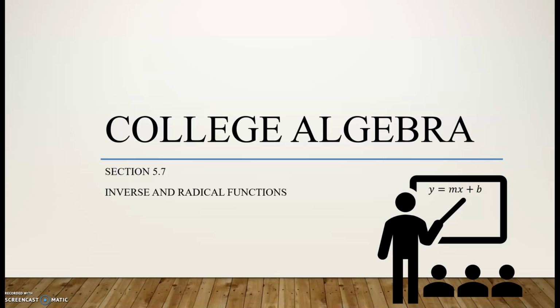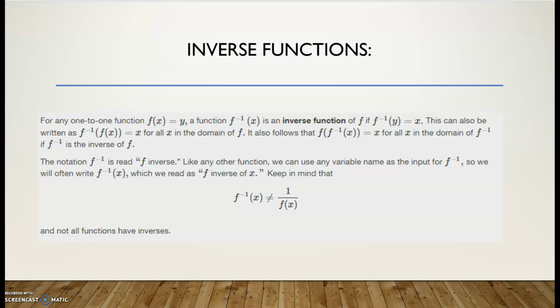In section 5.7, we're talking about inverse and radical functions. An inverse function has got to be one-to-one. And the notation for an inverse function is f raised to negative 1 of x, this right here.